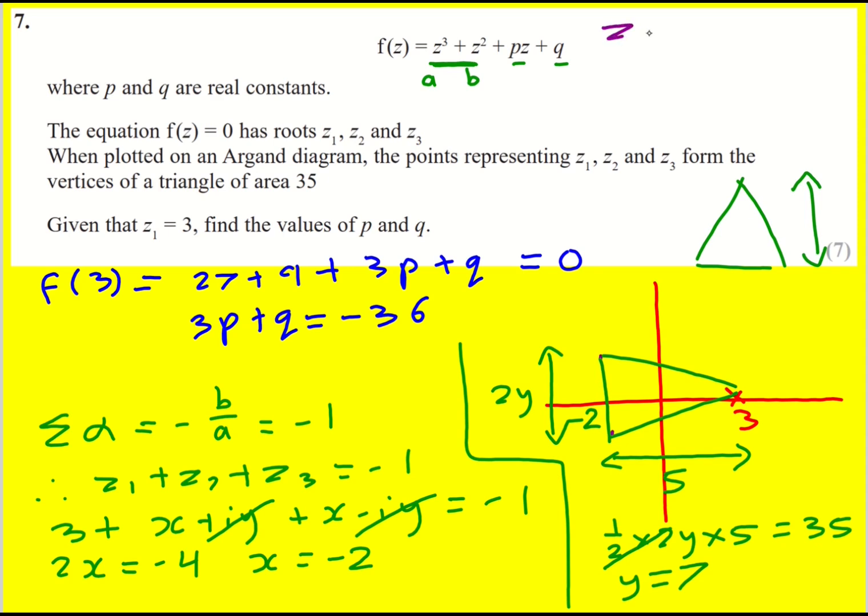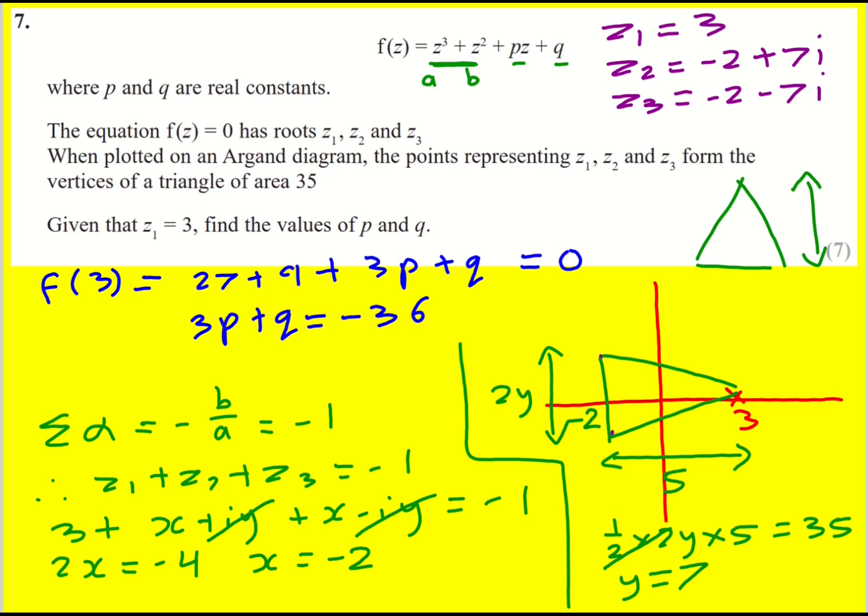So I can say z1 is equal to 3. z2, without loss of generality, I can say it's minus 2 plus 7i. Of course, what I'm saying is I could swap them around if I wanted to. And then minus 2 minus 7i. Okay, I've got to say, this I think is the hardest question in the paper. So I just want to backtrack.